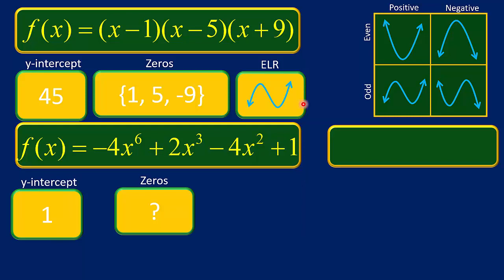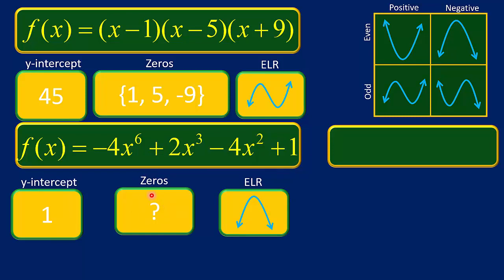Now, as far as the zeros go on this one, I don't know what they are. I'm not going to worry with the zeros right now on this one. And this shows you that sometimes finding the zeros can be the challenging part. So let's skip that and go to the extreme left and right behavior. This is a 6-degree polynomial, and the coefficient is negative. So we have even and negative. So here's even, negative, so it's going to be this one, down to the left, down to the right.